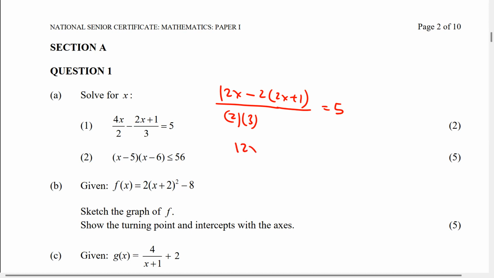Which means it is 12x minus 4x minus 2. We have 5 times 6, 30. 8x is 32. Divide both sides by 8, you have x is 4. That will be the case. Yes, we can multiply by the LCD, 2 by 3, which is 6, and then multiply each term by 6. So multiply this one by 6, that by 6, and that by 6.